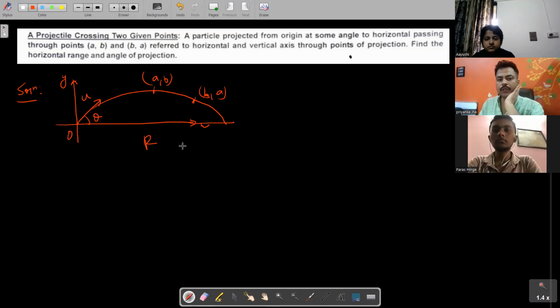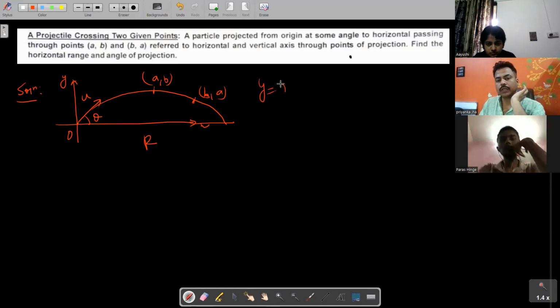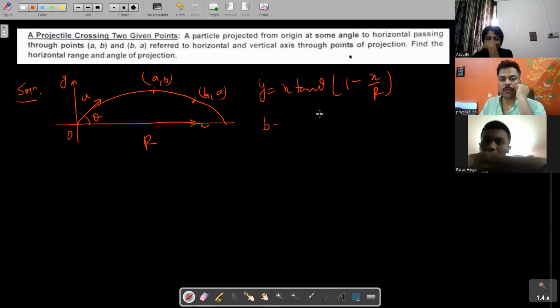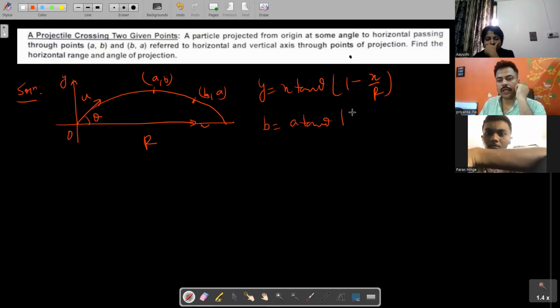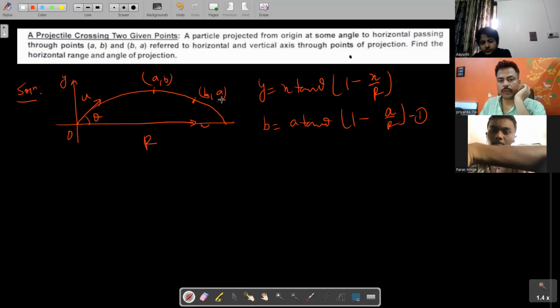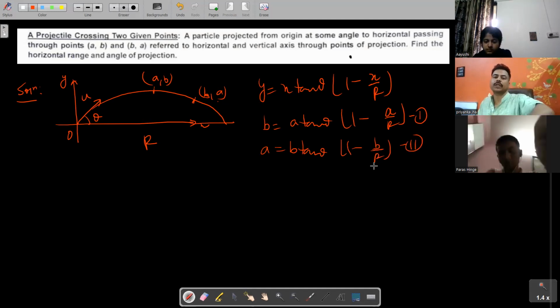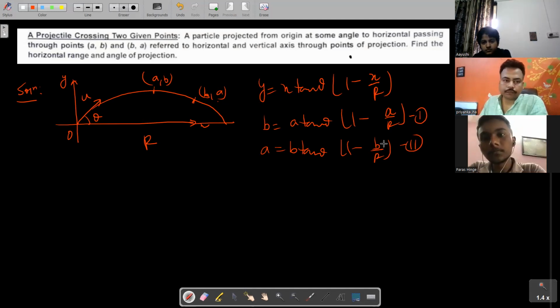So first, because you have to find range, you need to use this formula: y equal to x tan theta into 1 minus x upon R. Now both the points must satisfy this equation. So this would be B equal to A tan theta 1 minus A upon R, first equation, and this point will also satisfy. So A equal to B tan theta 1 minus B upon R. You just have to solve these two equations and you will get R. Theta is not given. Just divide equation 1 upon equation 2.